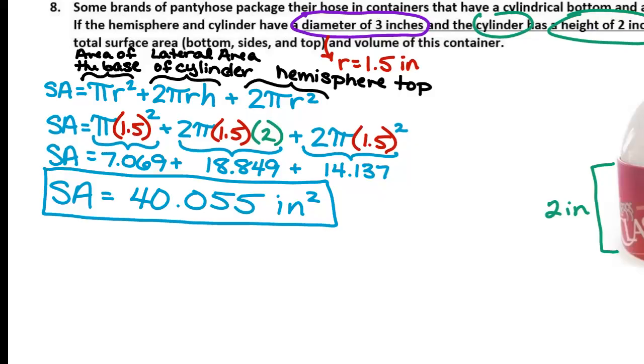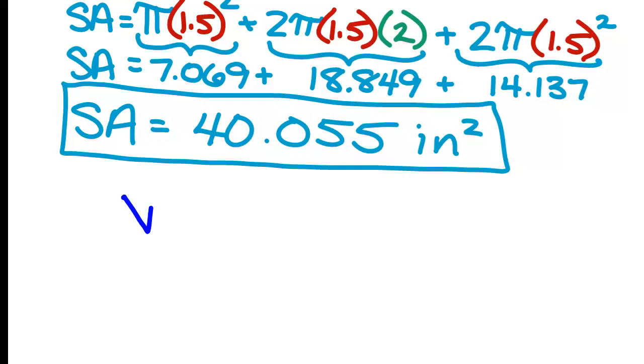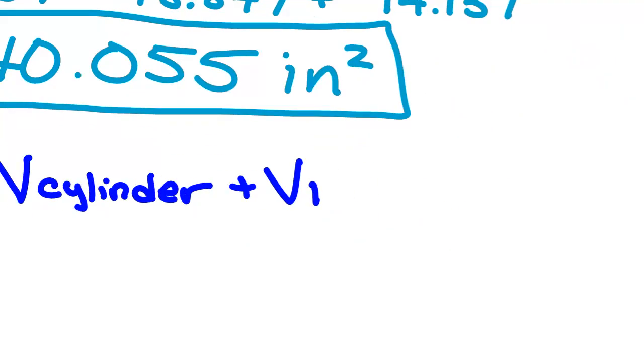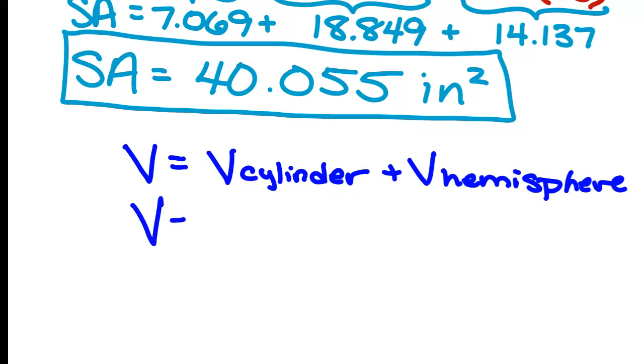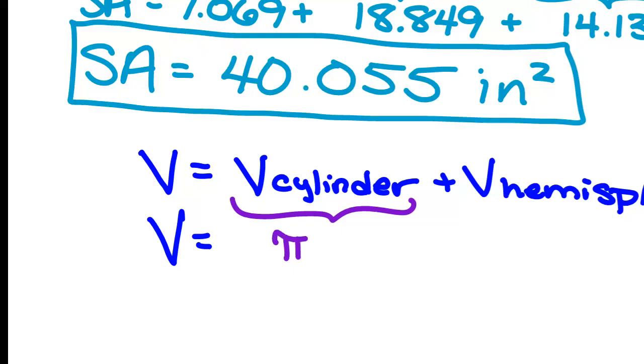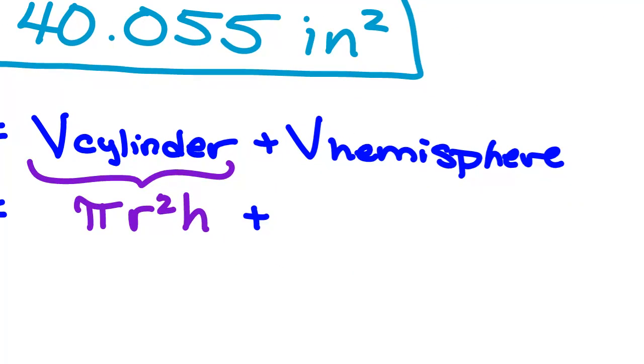All right, so there's my total surface area. Now we need our total volume. Volume is going to be volume of the cylinder plus volume of the hemisphere. How would we calculate volume of the cylinder? Yep. Pi r squared times the height plus, for the hemisphere, what would I do? 2 pi r squared would be surface area for my hemisphere.